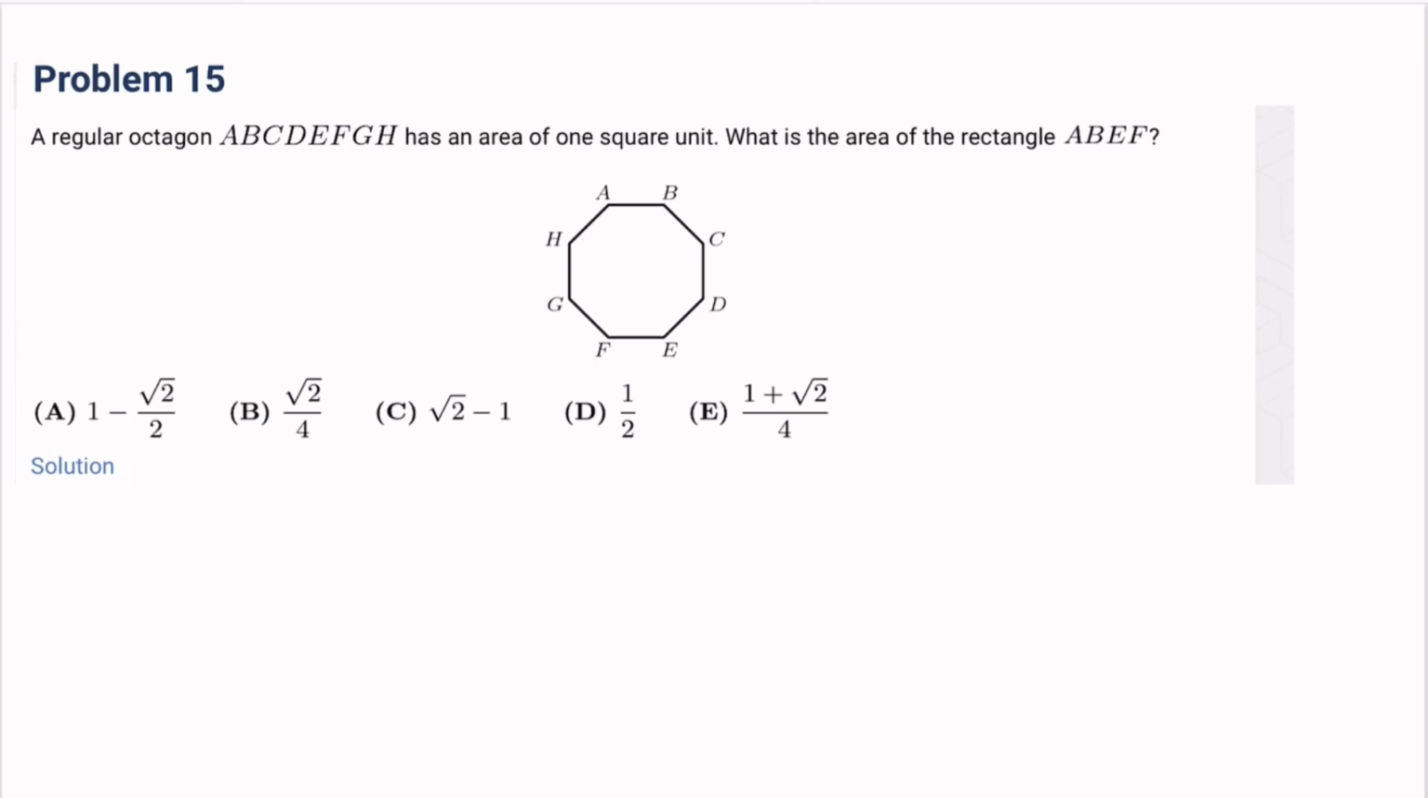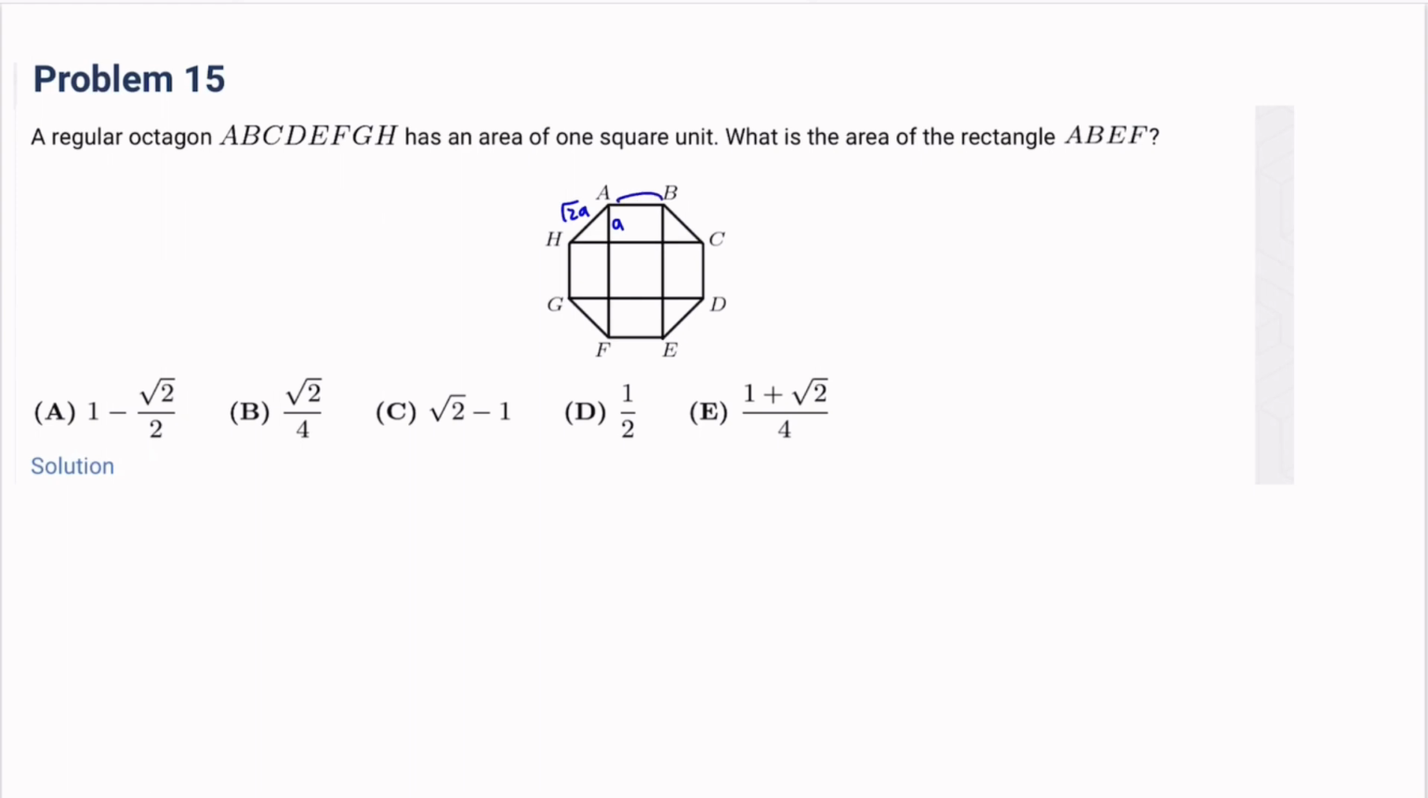Number 15, a regular octagon ABCDEFGH has an area of 1 square unit. What is the area of the rectangle ABEF? Okay, so first of all, let's draw some lines like this. Since this is a regular octagon, that means this length equals this length. So if we set this much as A, then this would be root 2 a, right?